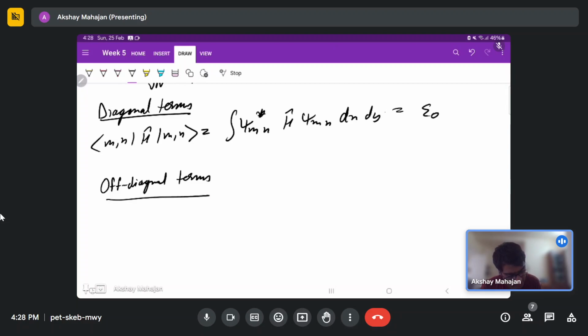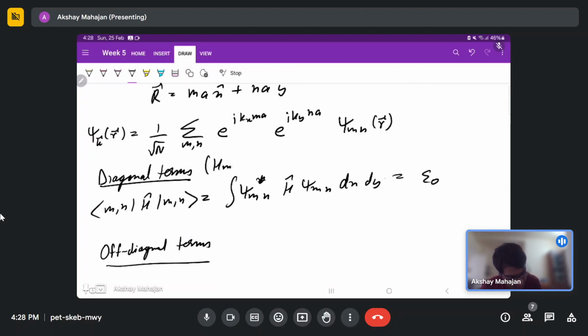Okay, so basically I am writing terms for the HMN matrix. There will be an HMN matrix where we will have mn, h cap, and m prime n prime. So basically these are the matrix elements that we are going to have.